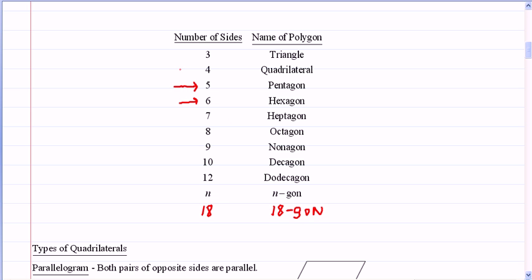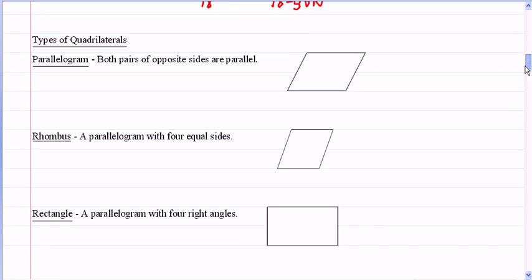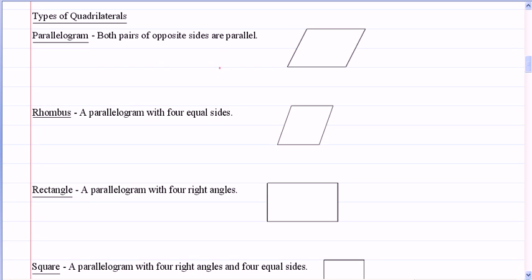So we're going to look more closely at the different types of 4-sided figures, the different types of quadrilaterals. And the first type of quadrilateral is a parallelogram. A parallelogram is defined as having both pairs of opposite sides parallel. To show that sides are parallel, I draw the same number of arrows through opposite sides. In addition to both pairs of opposite sides being parallel, they are also congruent.